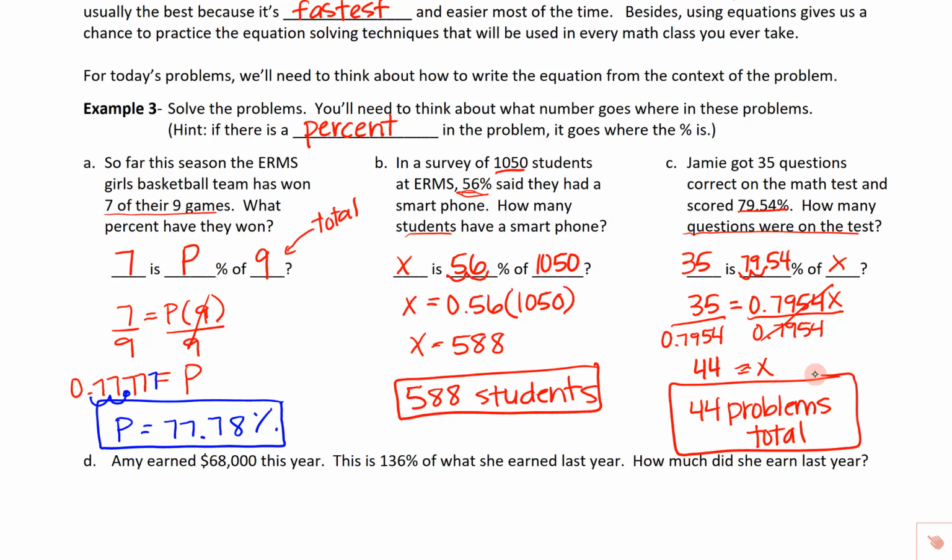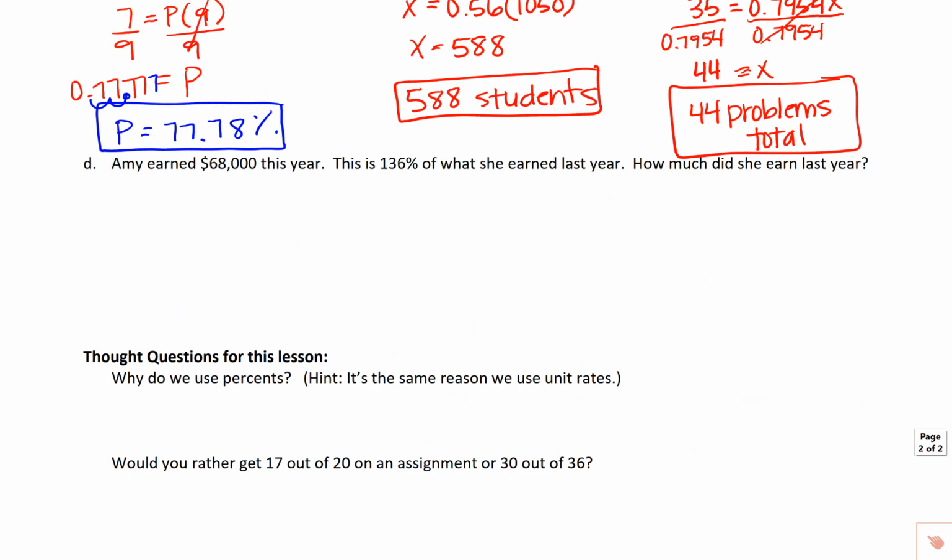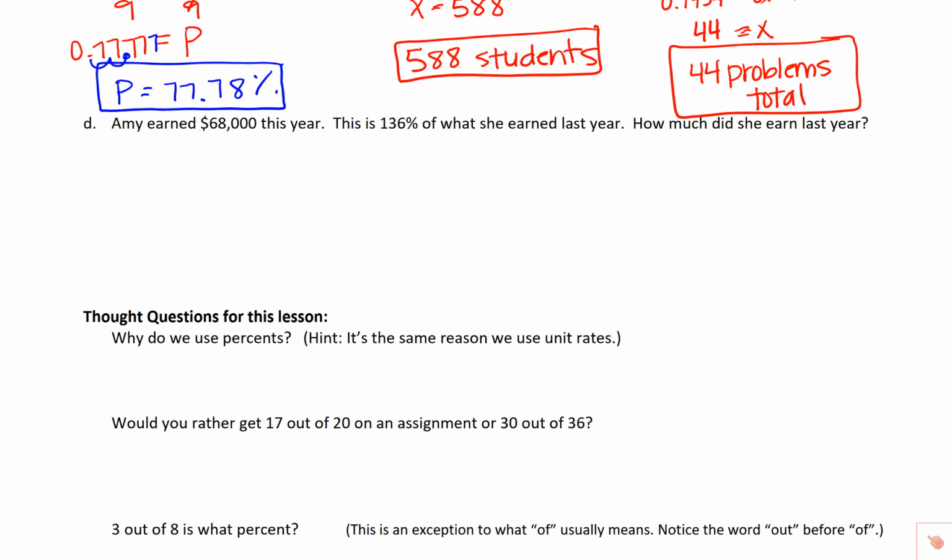Okay, let's look at the next one. This one doesn't have it quite set up for us, but we can still use that same setup. Amy earned $68,000 this year. This is 136% of what she earned last year. How much did she earn last year?